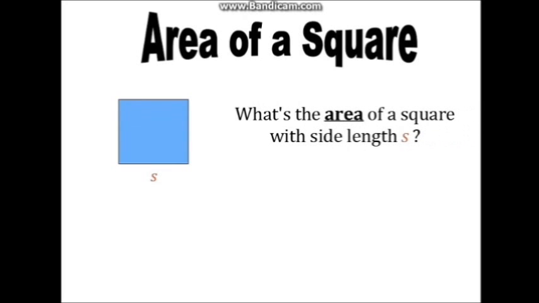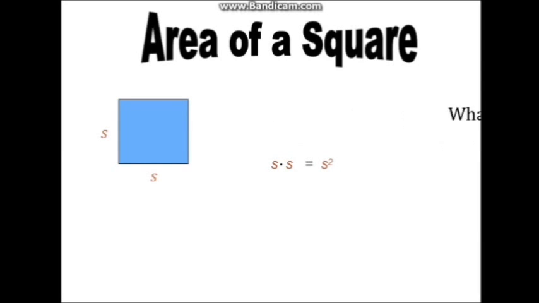Let's now proceed to the area of a square. Suppose you have a square with side length S. What's the area of this square? Since this is a square, all of its sides have the same length. So the base is S and the height is also S. And so you find that the area of this square is equal to S times S, which can also be written like this. You can read this as S raised to the second power, or S squared.